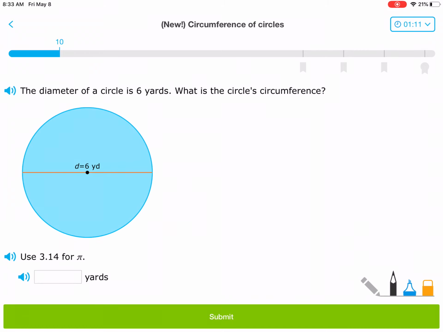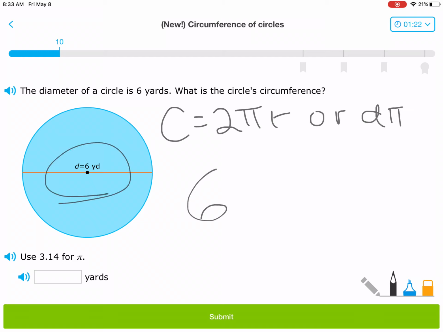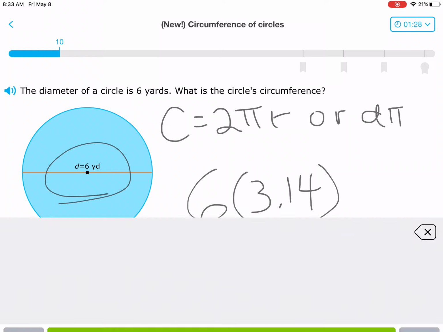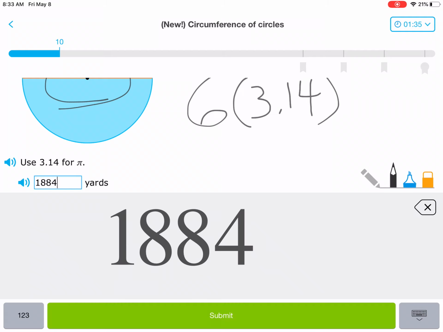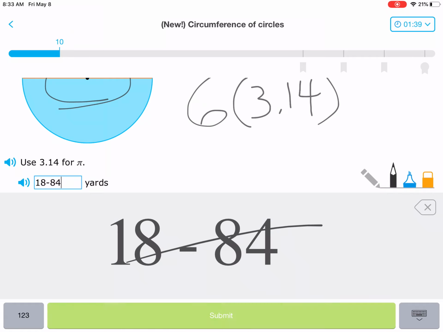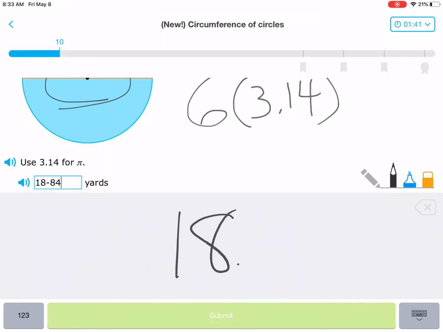The diameter of the circle is 6, so our two formulas are 2 times pi times the radius, or the diameter times pi. So I'm going to use the diameter. 6 times 3.14. I think we just did this one. 6 times 3.14 is 18.84. This time they just gave you the diameter instead of the radius.